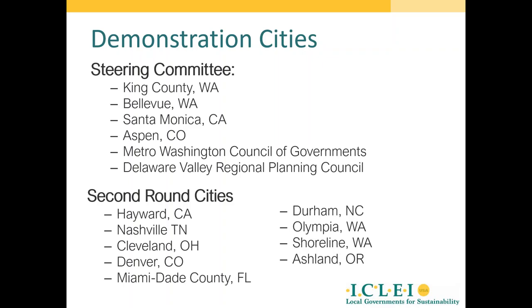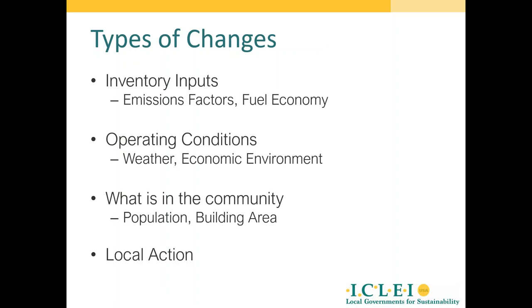So the types of changes that we were able to break apart through the tool are things like emissions factors for electricity, fuel economy of vehicles, how weather impacted emissions, as well as changes in the community itself in terms of population and area of buildings. We wanted to look at the impact of local action, which comes out more as a leftover than as something that's directly analyzed, although you can certainly put in inputs for actions that you have analyzed. And I'll talk more about that in a minute. Next slide.